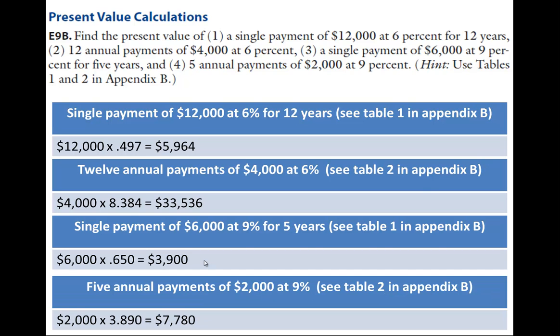Then I have the last one, 5 annual payments of $2,000 at 9%. We're going to be using table 2 in this one because annual payments means I want to withdraw $2,000 every year for the next 5 years. So I go to table 2, I find my 5 years on the left and 9% across the top, and I match them up, and I get a factor of 3.890. So if I invest $7,780 today and earn 9% on it for the next 5 years, I can take $2,000 out each year.